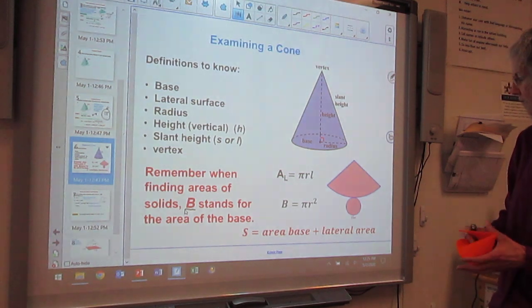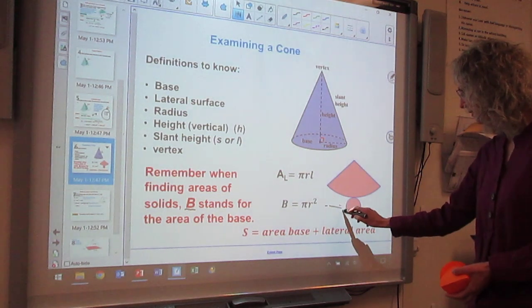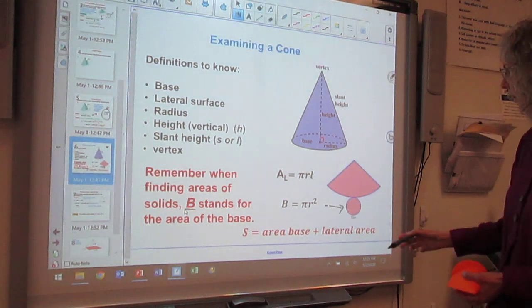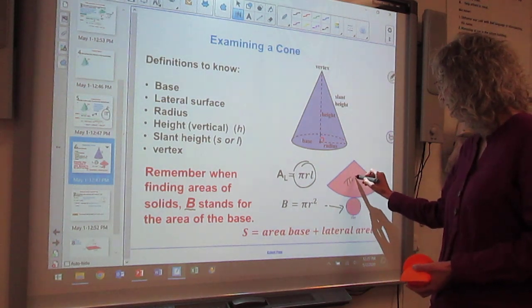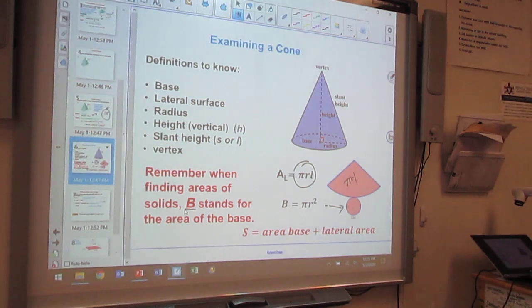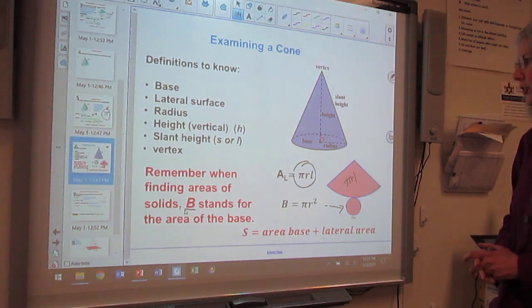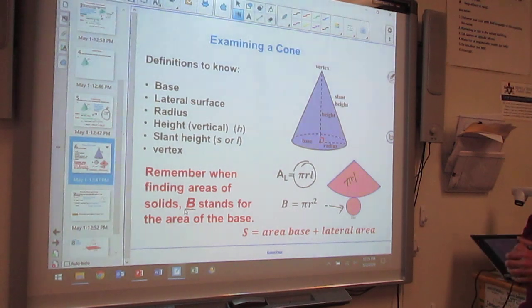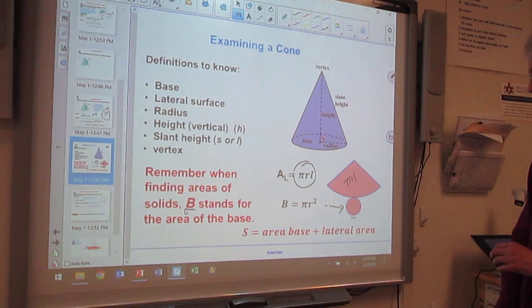Now, we know what the area of the base is. This is pi r squared. This turns out to be pi rl. You do not need to memorize that. I will give that to you on a test or quiz. But the area and circumference of a circle, you obviously need to know. And so that is our cone. Okay, let's try a problem. So the area of the base plus the lateral area.